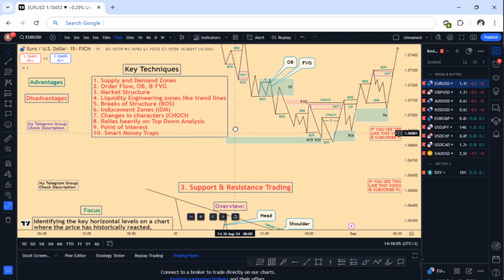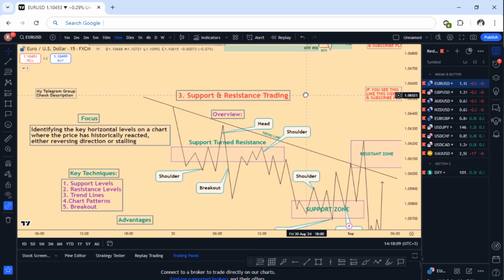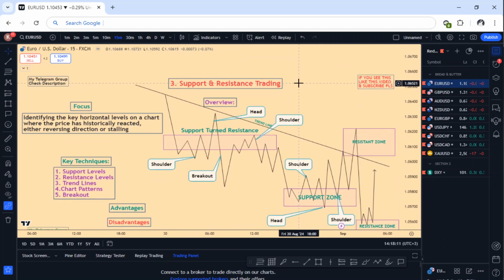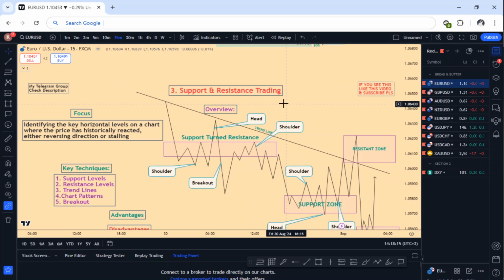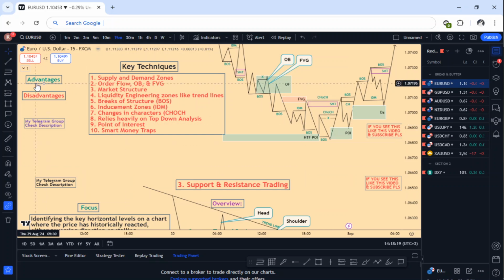Now another trading style is support and resistance trading, and this is where I started trading. So support and resistance. Now before we go to support and resistance, let me just touch on the advantages and disadvantages of this. I keep forgetting, and that is why I wrote it over here so that I don't forget.